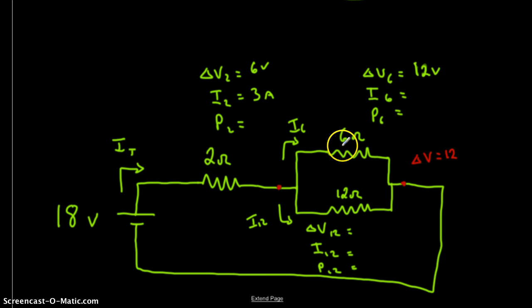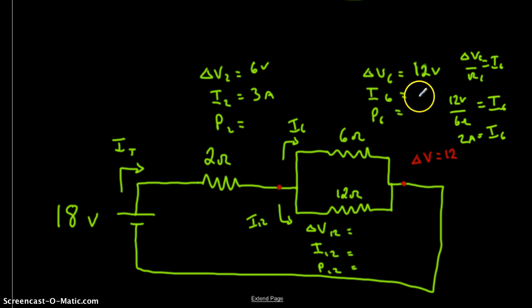How about the current? Well, we can now apply Ohm's law, just like we do with regular parallel circuits, Ohm's law to the 6 ohm resistor, and we should be able to calculate the current. So delta V over R should give us our current. And what we know is that we have 12 volts across the 6 ohms, so we know the current through our 6 ohm resistor should be 2 amps.